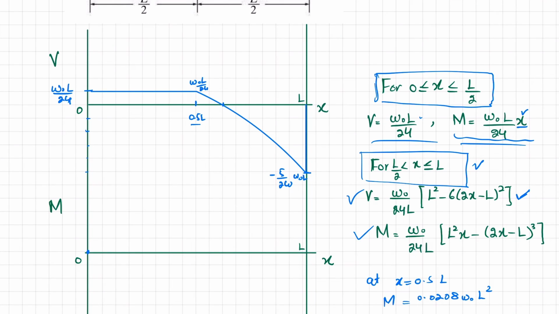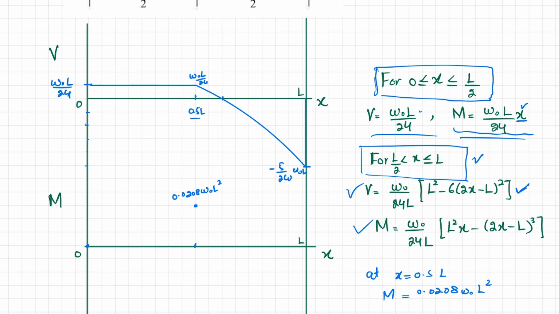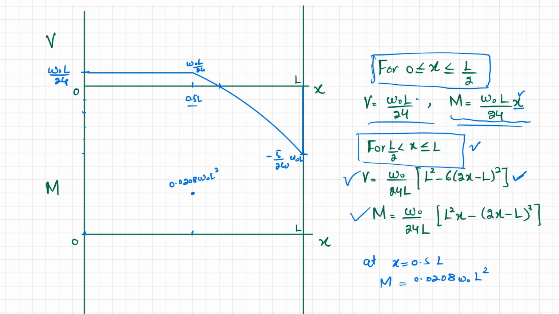Let this value, this is 0.5, come out to be here. That this is 0.0208 W naught L square. Okay, at x is equal to 0.704 L.